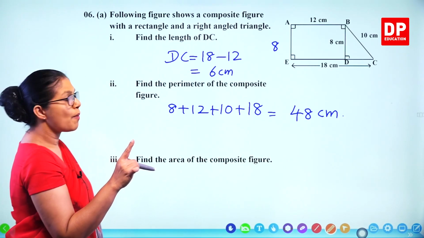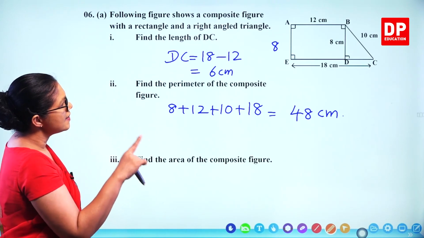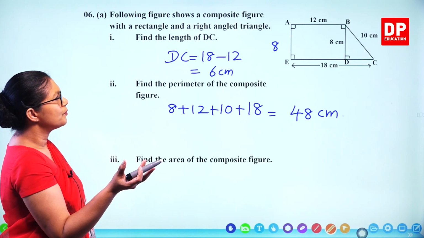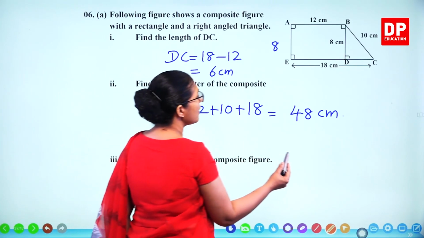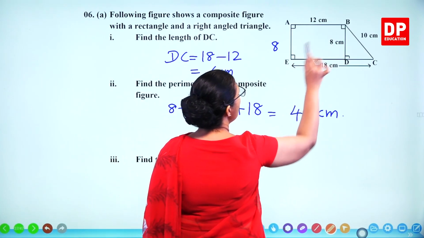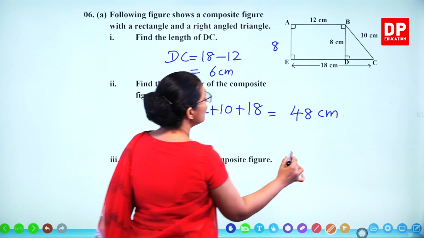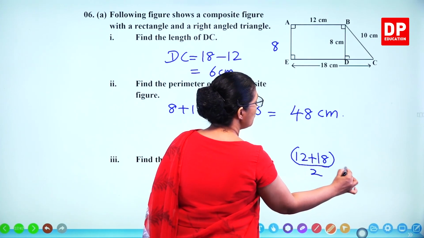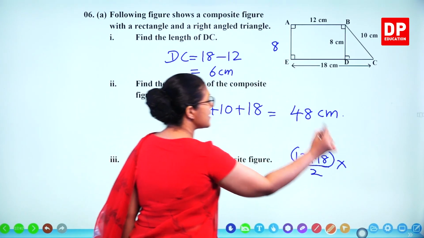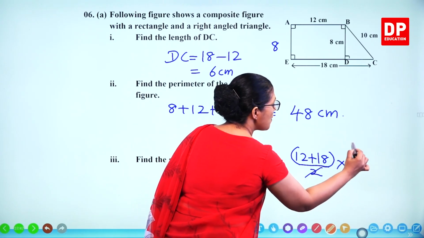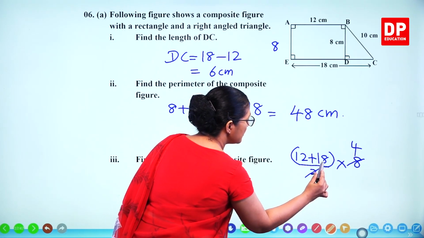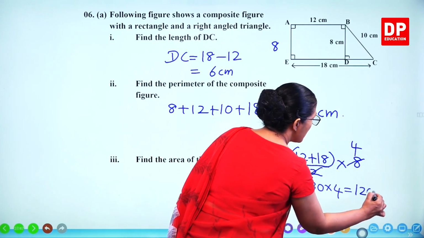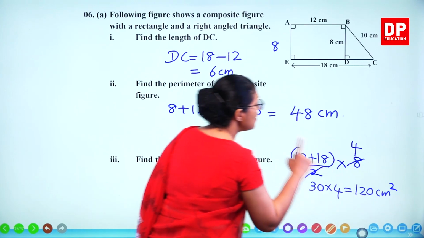Find the area of the composite figure. You have to find the separate areas or the area of the trapezium. Which one do you prefer? Area of the trapezium, 2 parallel lengths. I'll do both ways. So 12 plus 18, divide by 2 and multiply by the perpendicular height. That's 8. So you get 120 square centimeters is the full area.